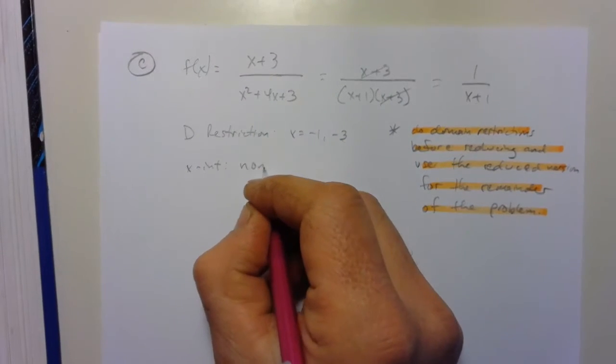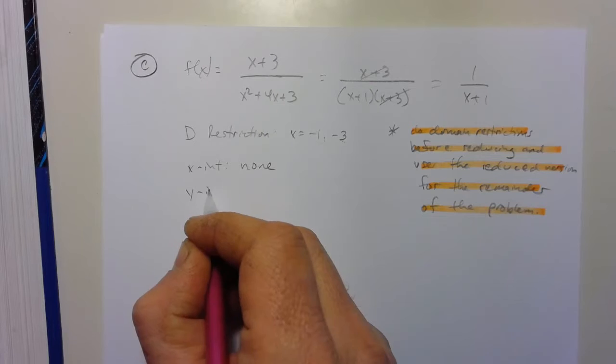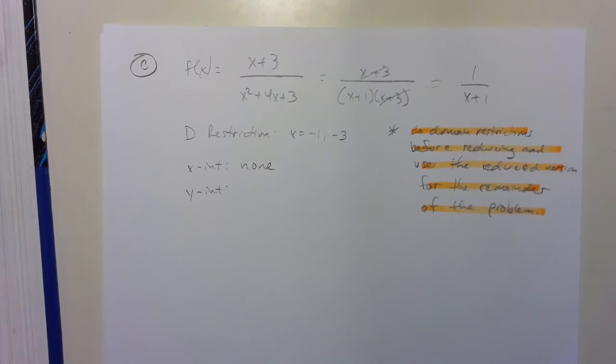So this is the first one. We've seen none for the x-intercepts, and that's okay. It doesn't mean you messed up on anything.